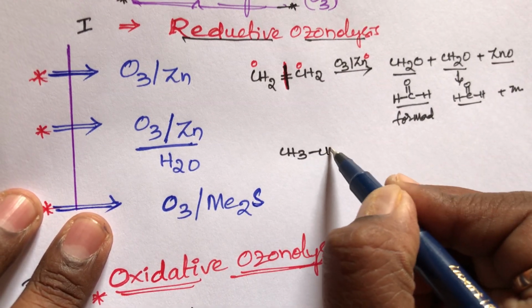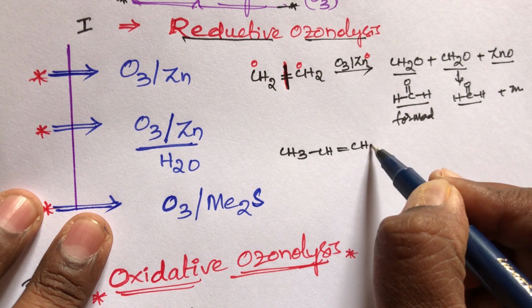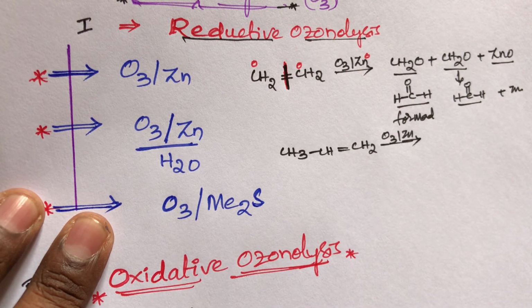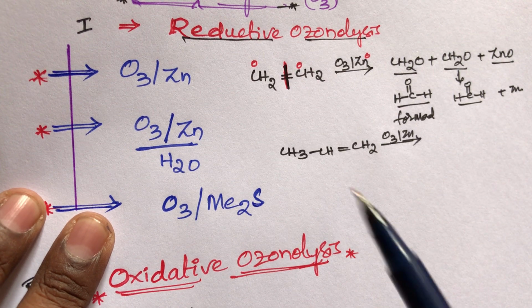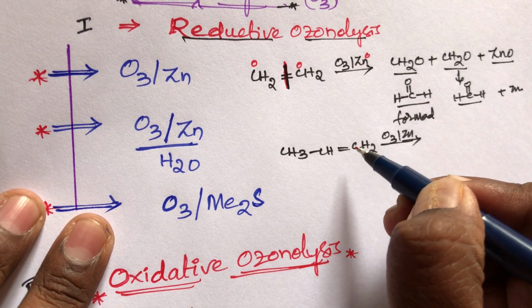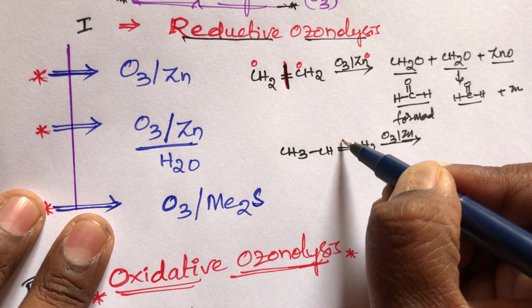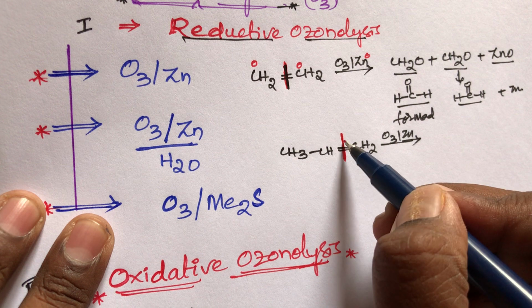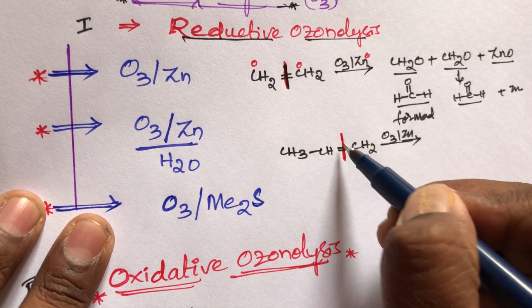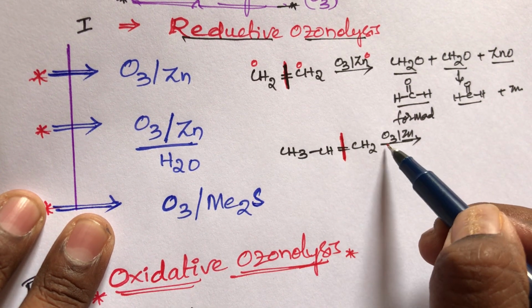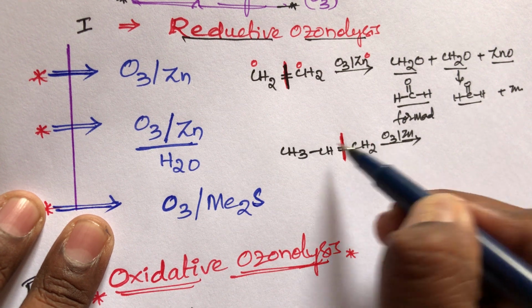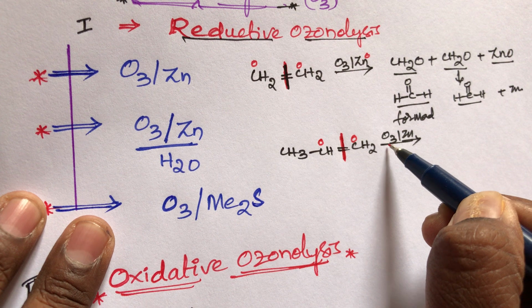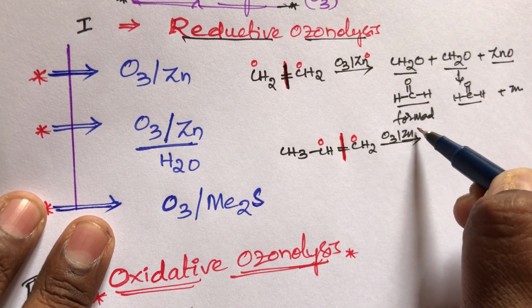CH3 CH double bond CH2 reacts with ozone in the presence of zinc. So what is the product, student? Here only one double bond is there. First step: cut this bond, to separate the left hand side and right hand side of the reactant. Here three oxygens are there. Out of these three oxygens, one oxygen is put on this carbon, one on this carbon, and the remaining oxygen is put on zinc.